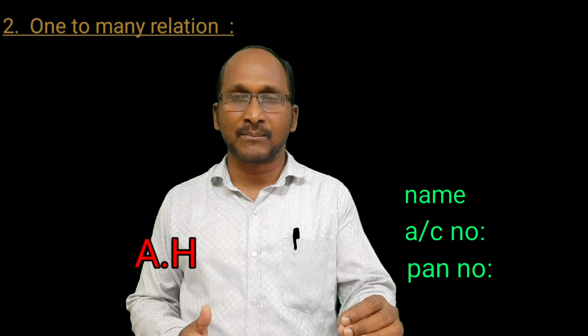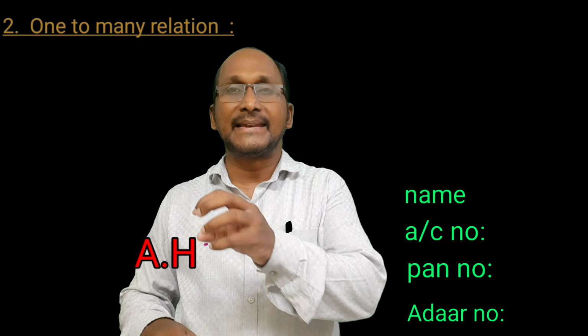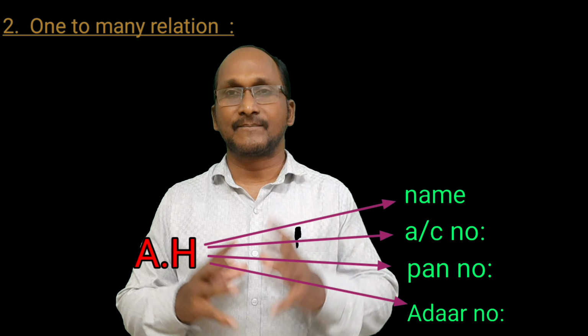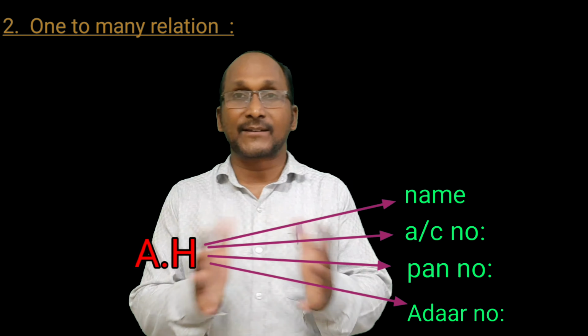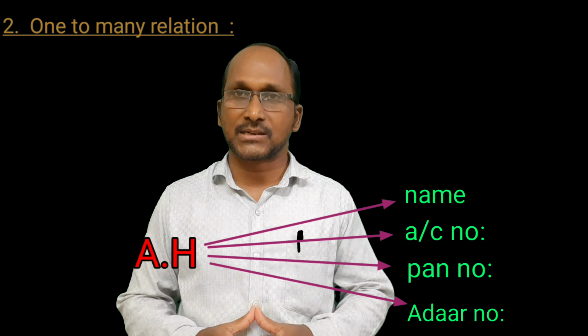Now let us see some real situation for one-to-many relation. Let us take an account holder in any bank. Now this account holder is identified by the bank with the help of his name, account number, PAN number, Aadhaar number, etc. Like that, each and every account holder in that bank is linked with all these details. So here this type of correspondence can be taken as an example of one-to-many relation.